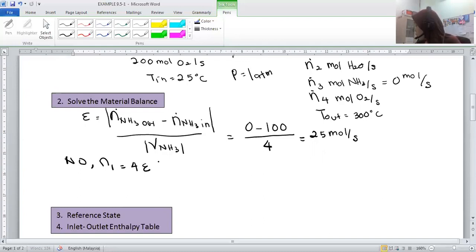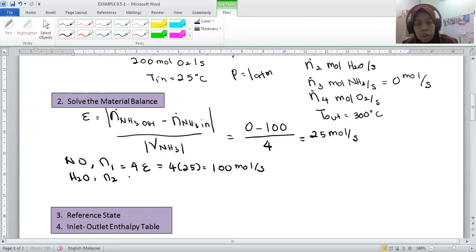Let's go to the next slide. We already know our extent value, so times with 25, you know the answer already. In the next one, we move to the water, H2O.